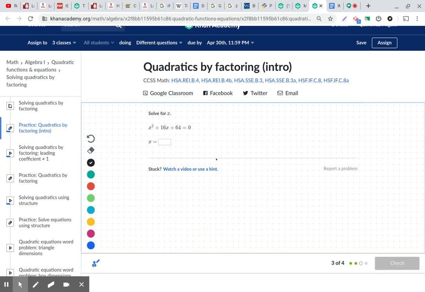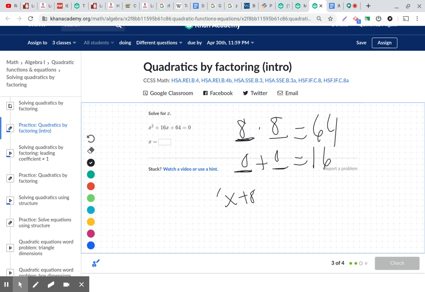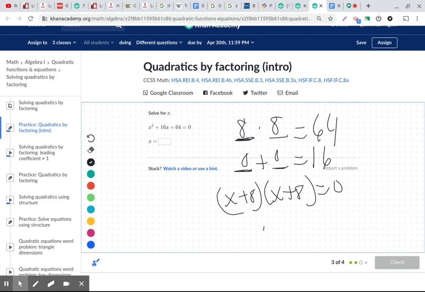This is a nice, easy one. If you want to do an advanced one, you do something times something equals 64, and something plus the same one is 16. Well, that's nice and easy. That's going to be 8. So that's going to be x plus 8. That means x equals negative 8. It's kind of like the opposite.